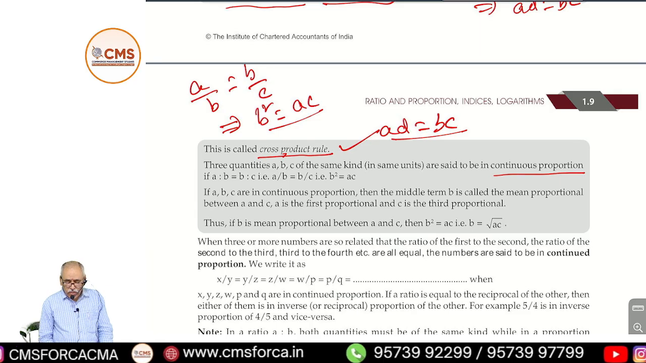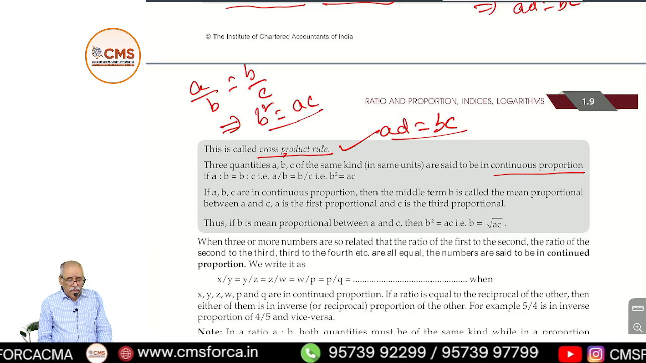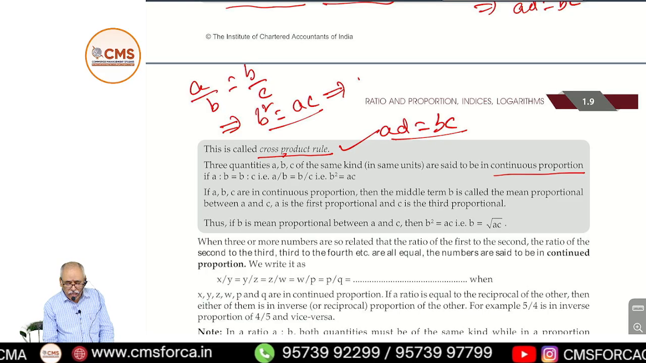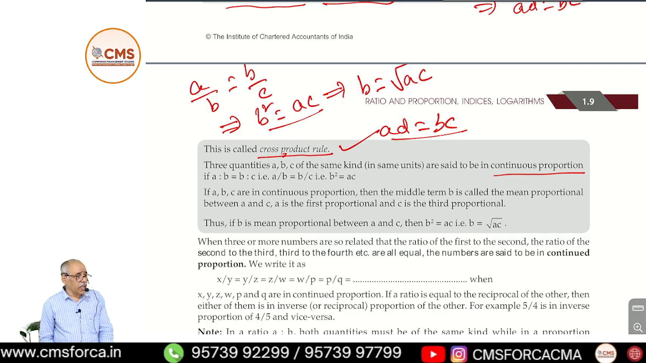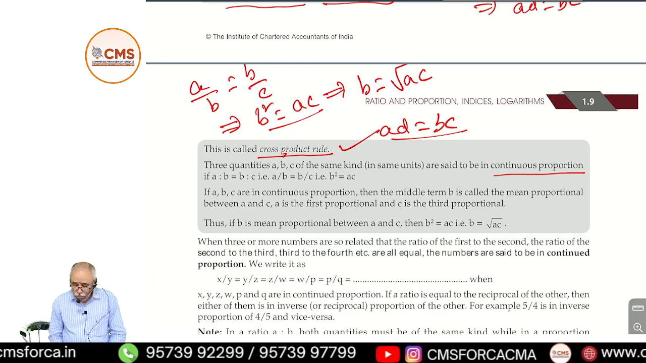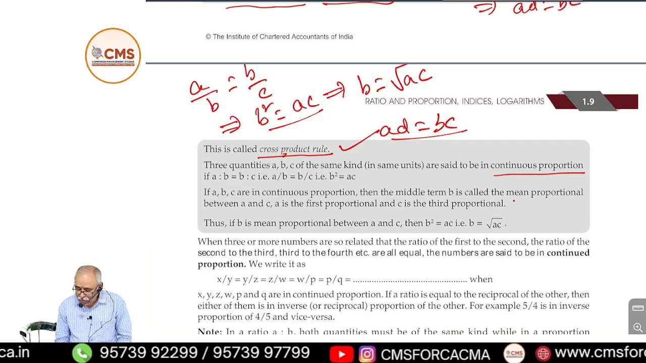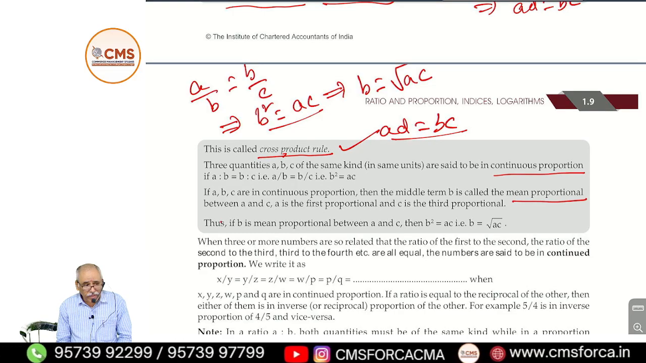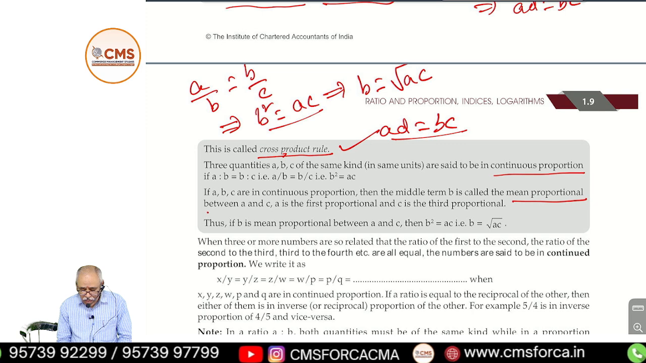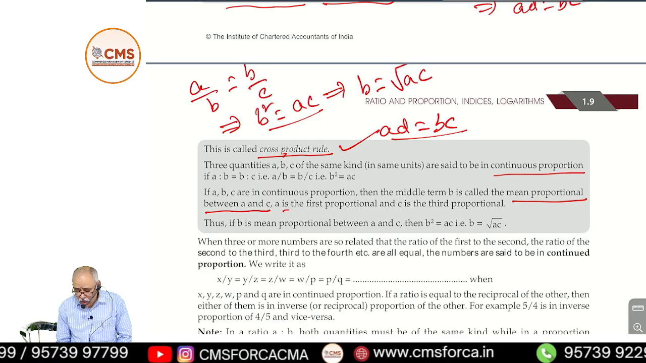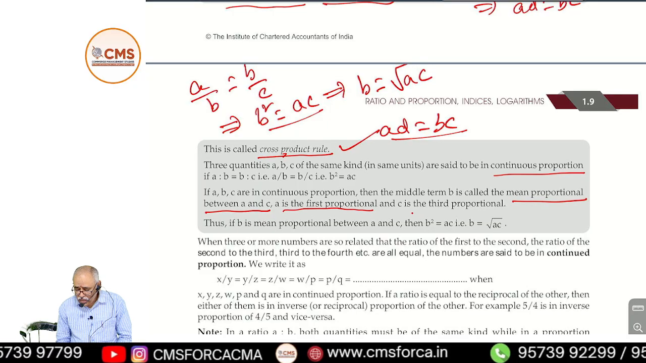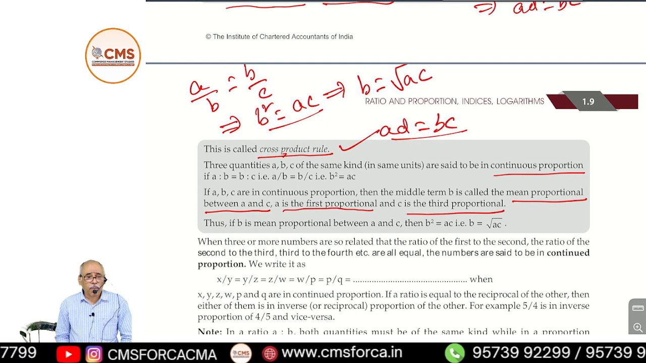So if B square is equal to AC, then in this we can write B is equal to square root of AC. Okay. This B is called mean proportional. What we say? Mean proportional between A and C. So A is called first proportional, C is called third proportional.